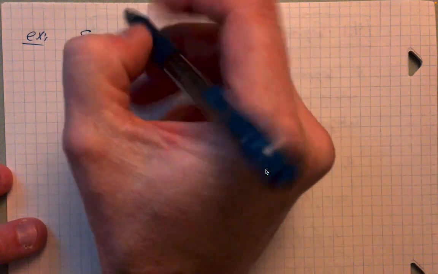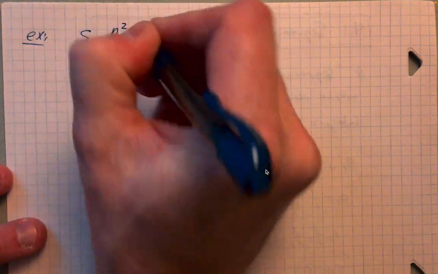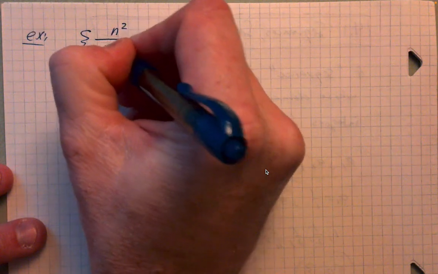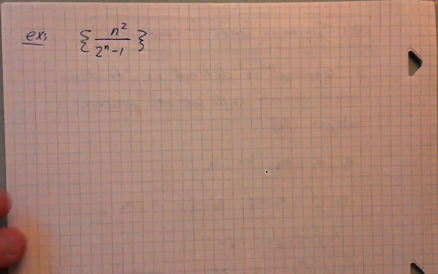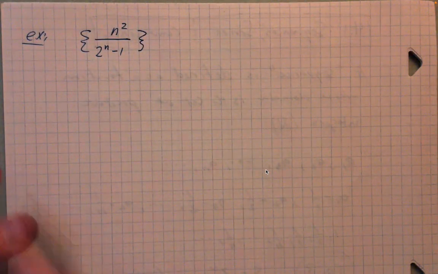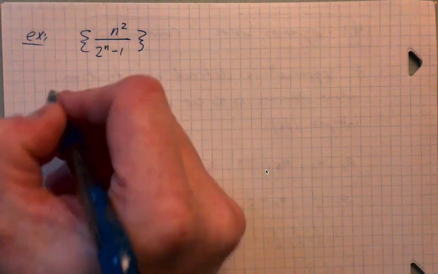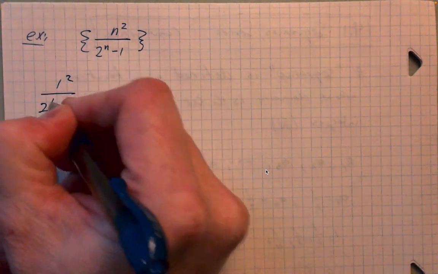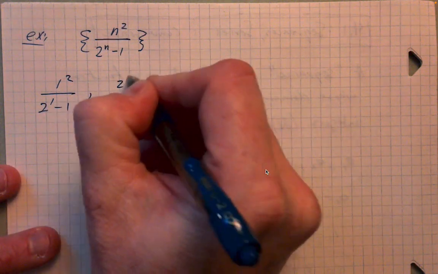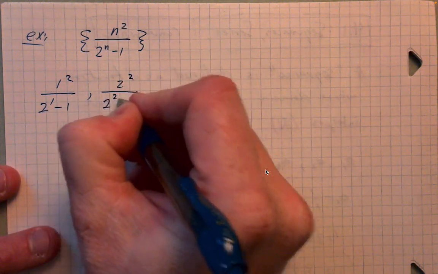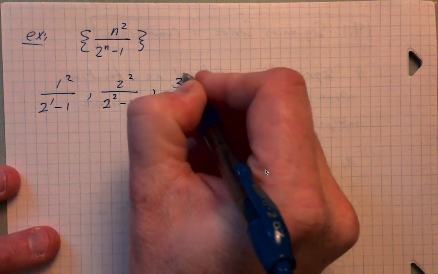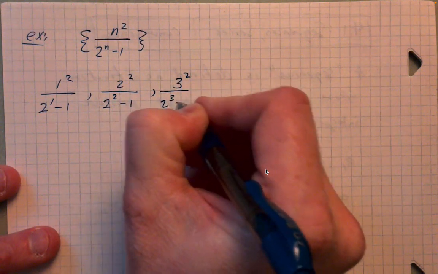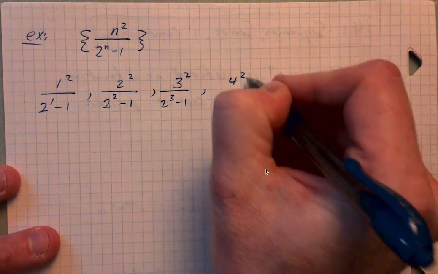Let's see what's next here. How about one more example? Let's say our sequence is n squared over 2 to the n minus 1. All right, what does this one look like? Well, you've got 1 squared over 2 to the first power minus 1. Then you have 2 squared over 2 to the second power minus 1. And then 3 squared over 2 cubed minus 1. And so on, right?